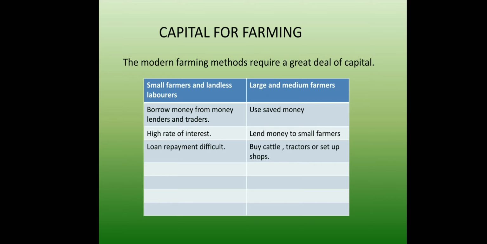Large and medium farmers use their saved money. They even lend money to small farmers, and with the excess money, they buy cattle, tractors, or set up shops. Let us suppose that the farmers have produced wheat on their lands using the three factors of production. The wheat is harvested and production is complete. What do the farmers do with the wheat? They retain a part of the wheat for the family's consumption and sell the surplus wheat.